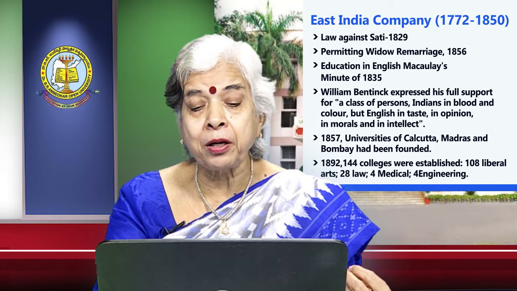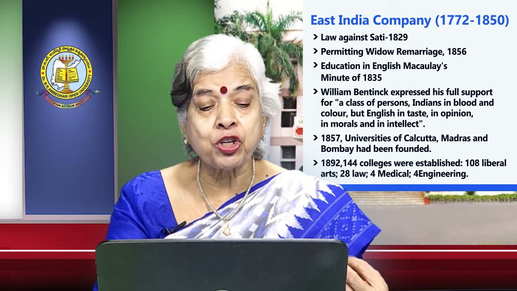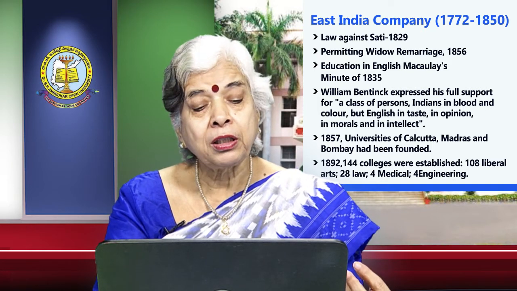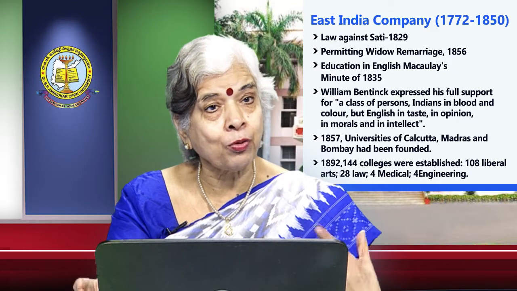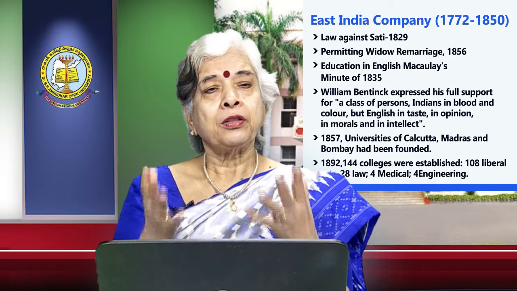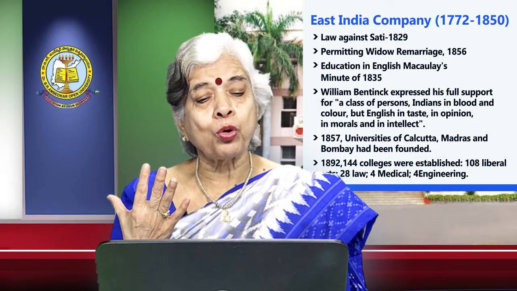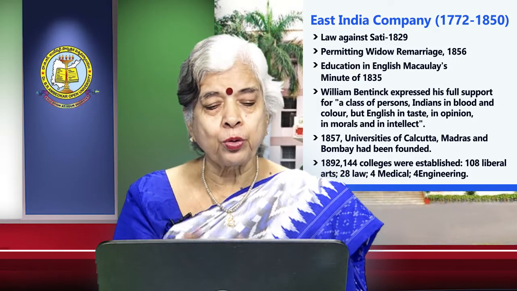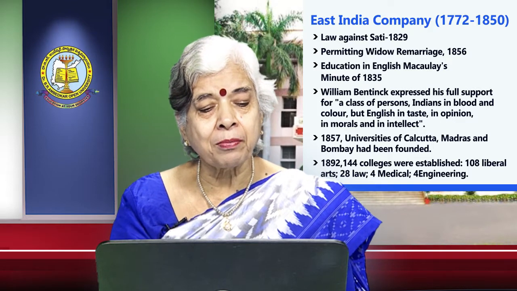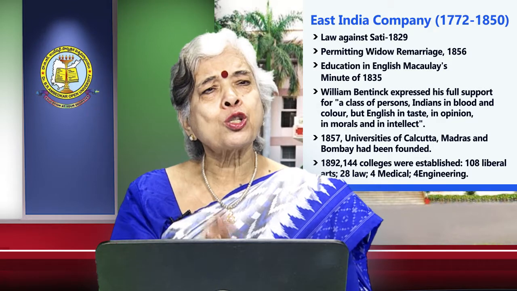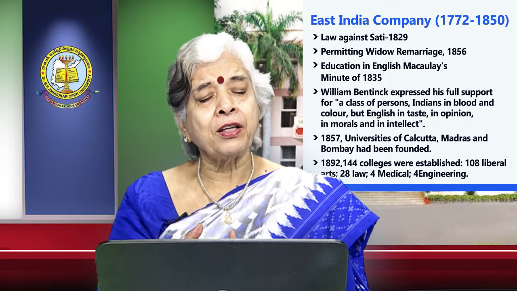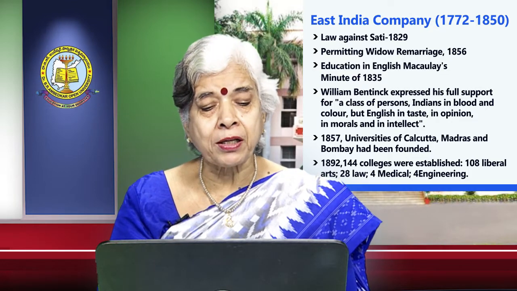And by these various rules, even Lord William Bentinck gave his full support to a class of persons who are Indian in blood and color, but English in taste and opinion, in morals and in intellect. So that was their aim, to create a human being who is very Western in his outlook, though they continue to be Indians in blood and color. And slowly by 1857, you had universities which were set up in Calcutta, Madras and Bombay.